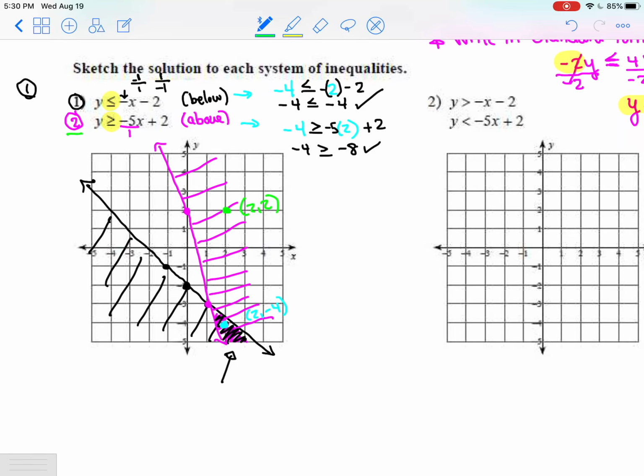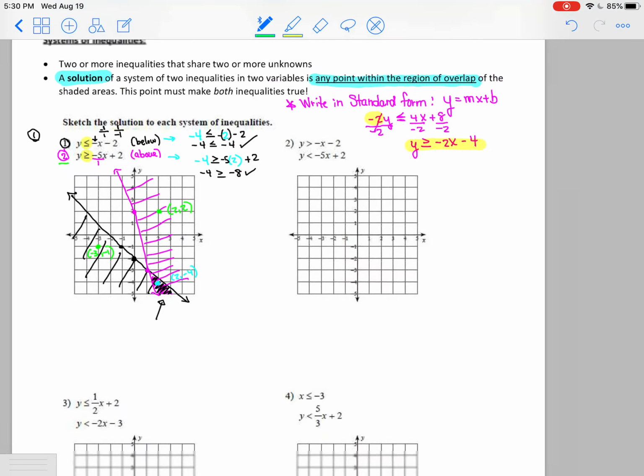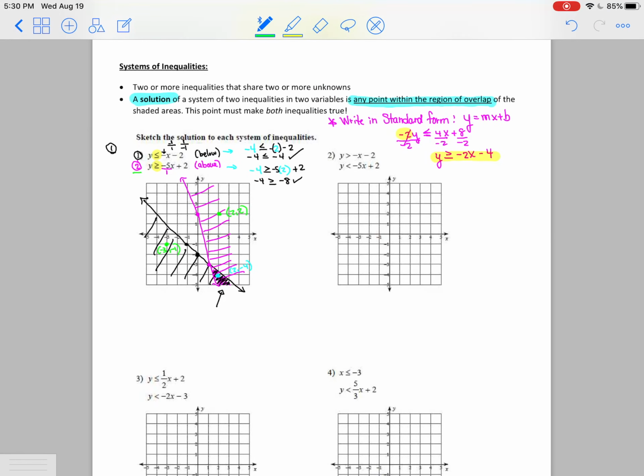And similarly, if we chose, for example, this point, negative 3, negative 1, this would work for equation number 1, but would not work for equation number 2. So this is the idea here, that we're checking a point in the overlap of the shaded regions and making sure that our solution is correct.